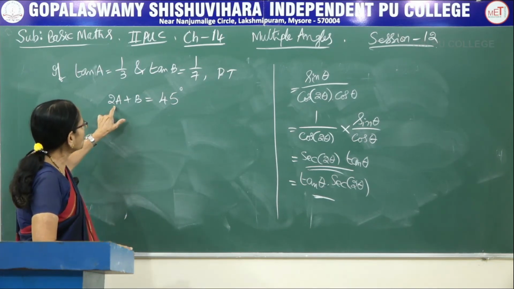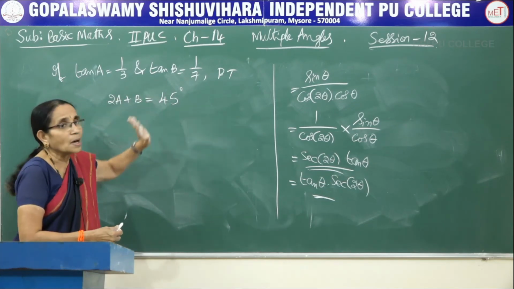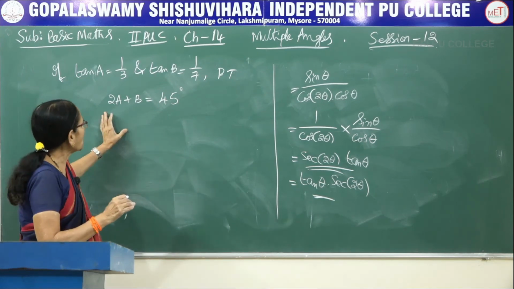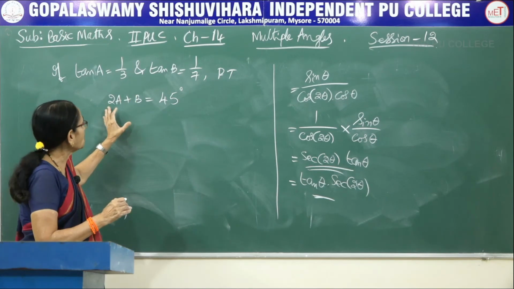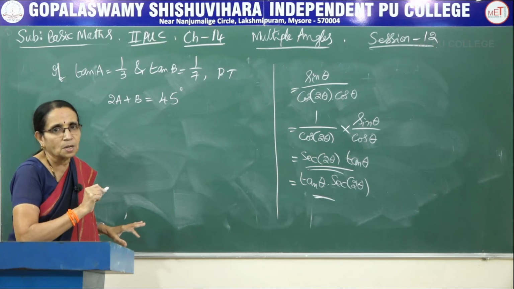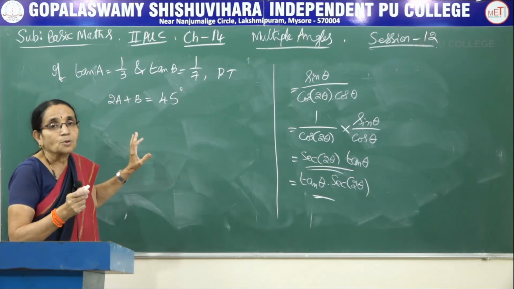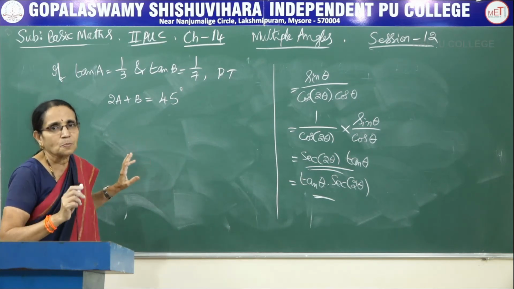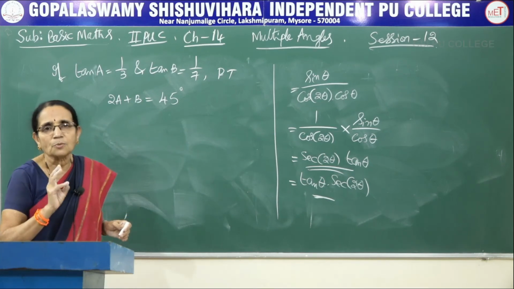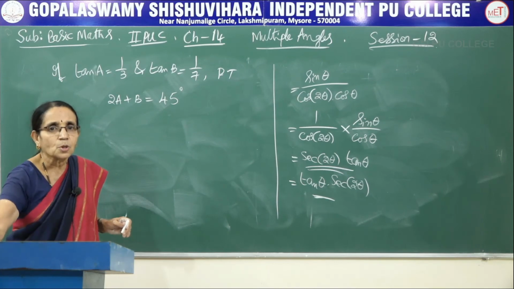Now, see here the angle has been given as 2A plus B, and only we have been given the tan ratio. That gives us an idea that we have to try to get tan of 2A plus B. Tan of 2A plus B means tan of 2A. So, the multiple angle comes into picture here. And tan of 2A plus B means it is of the form tan of A plus B. So, the compound angle formula also comes into picture. So, in this one, to get the required result, we have to use the compound angle formula tan of A plus B and the multiple angle formula tan of 2A.